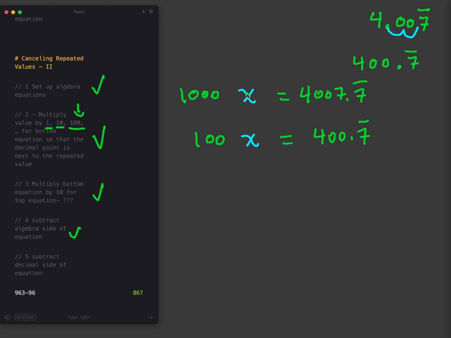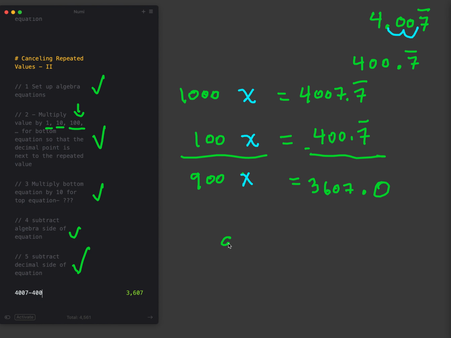So I have 1,000x minus 100x. Well, that's going to give me 900x. 1,000 minus 100 is 900. And this is going to equal, on the right-hand side, I'm going to subtract the decimal side of the equation. And I have 4,007.7 repeating minus 400.7 repeating. Well, my decimals cancel out like they are supposed to. And then I have 4,007 minus 400. So let's clear this. 4,007 minus 400. That's going to give me 3,607.